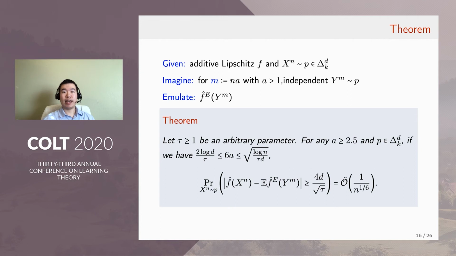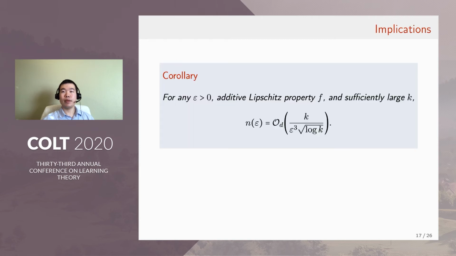For any a greater than or equal to 2.5 and any distribution P, if we have the following condition, then the performance of our estimator, which is denoted by f hat, is roughly the same as the empirical estimator having access to more samples. And this is true with high probability. Okay, to see some of its implications, here is the first corollary. For an epsilon additive Lipschitz property f and sufficiently large k, the sample complexity of estimating f is at most k over epsilon cubed times square root of log k.